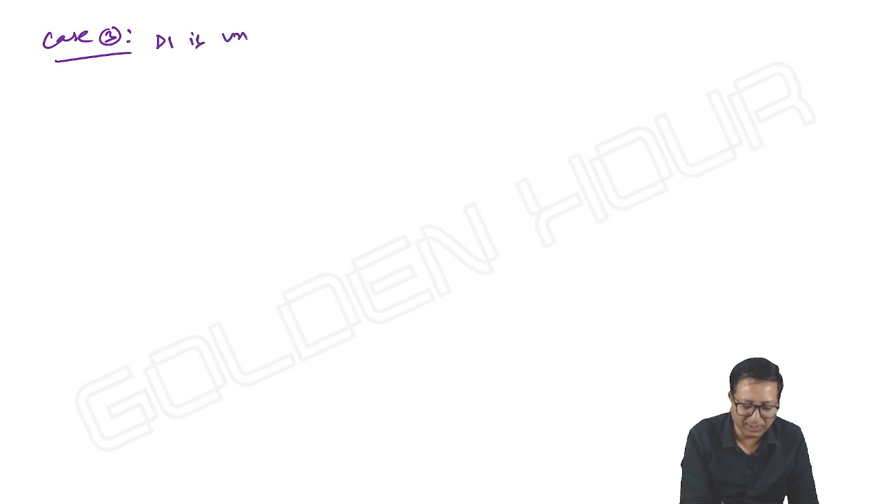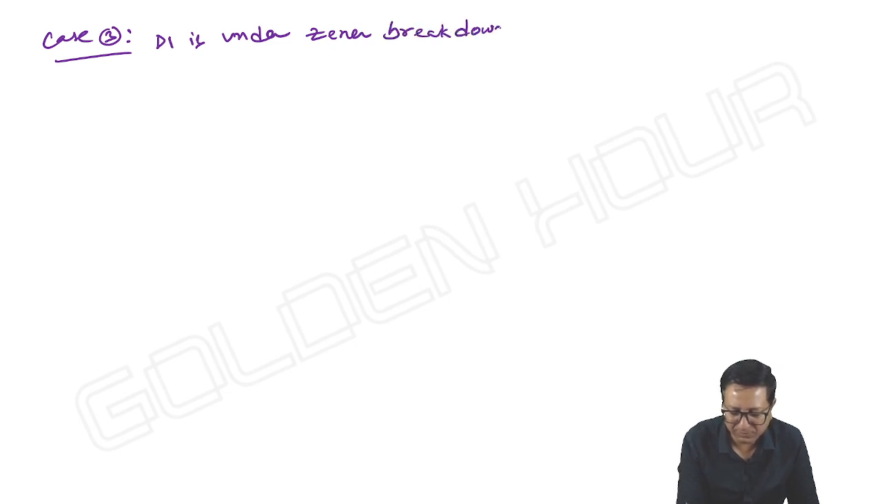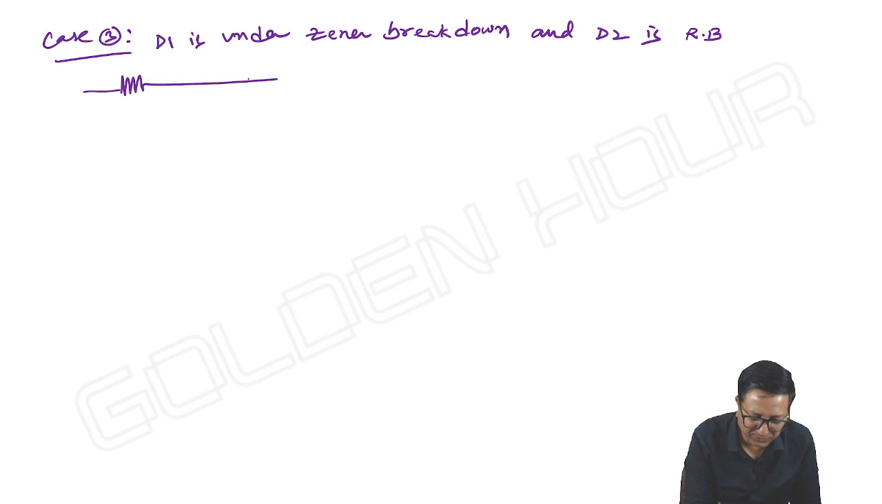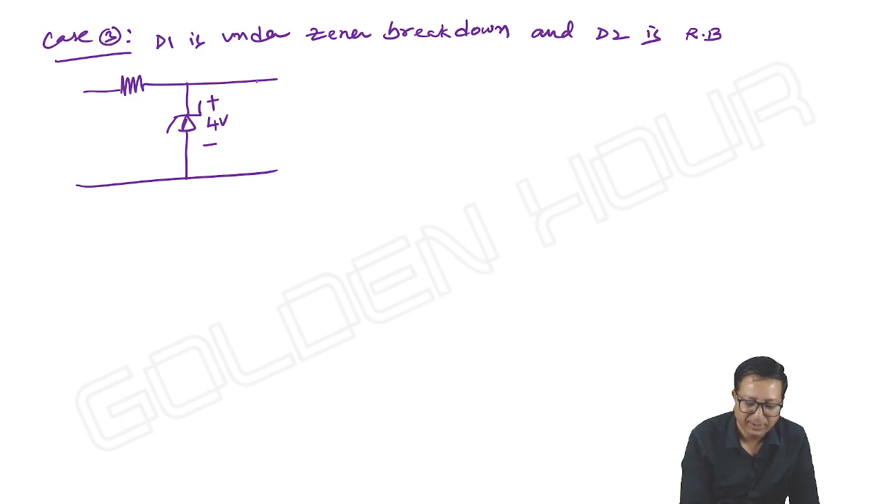D1 is under GNR breakdown and D2 is still reverse biased. Okay. Then what is the equivalent circuit? Across D1, I can write it's VZ, that is 4 volts from cathode to anode, and D2 is still open circuit.